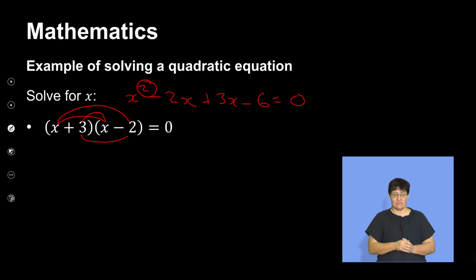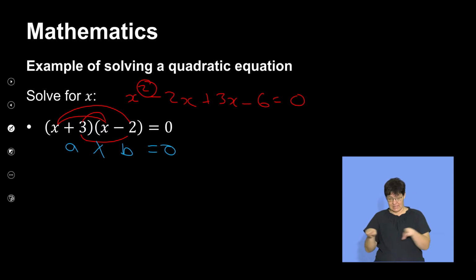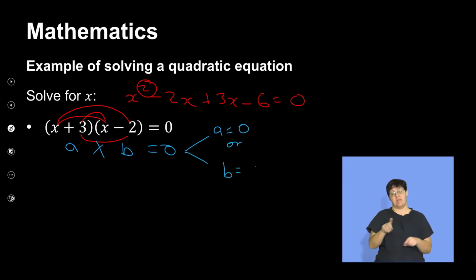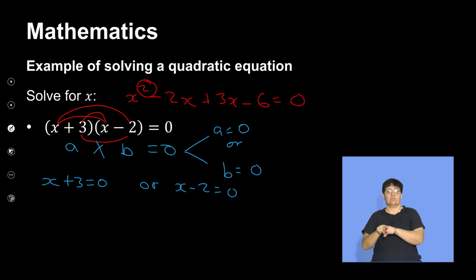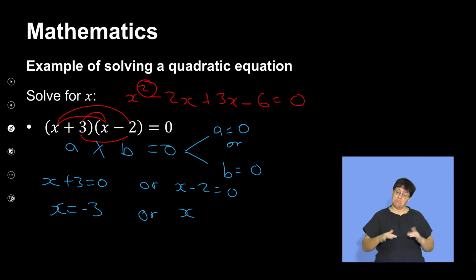Now, to solve this, remember this is my a, that is my b, it is equal to 0, and it's a multiplication between the two, right? And we know according to this, it means a will be equal to 0, or b will be equal to 0. That's the principle we are using. So it will be x plus 3 equal to 0, or x minus 2 equal to 0. If I solve for x, I will get x is equal to negative 3, or x is equal to a positive 2.